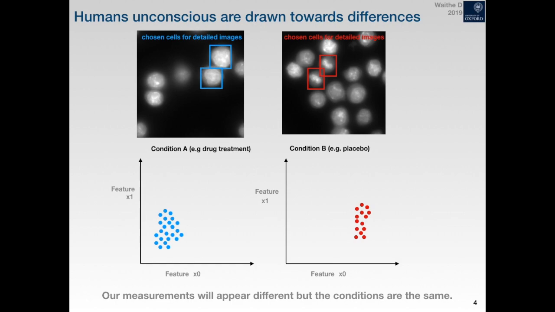But what you would have found if you'd imaged all of the cells on the slide, the whole population, you would find potentially that the population was the same. But because of the choices you made, it appears that there is a difference between them. And this is very common in science. People are doing this all of the time, it would seem.